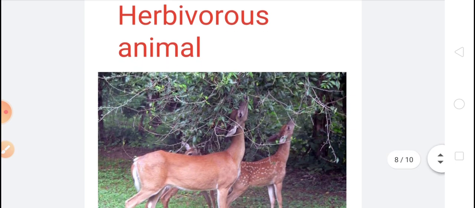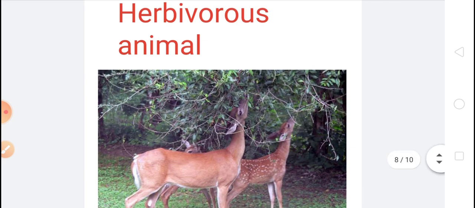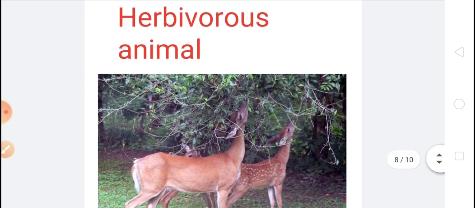They depend on plants for their food, and therefore all the animals and non-green plants are heterotrophs. Human beings are also heterotrophs. On the basis of their food habit, the heterotrophs are divided into three categories.